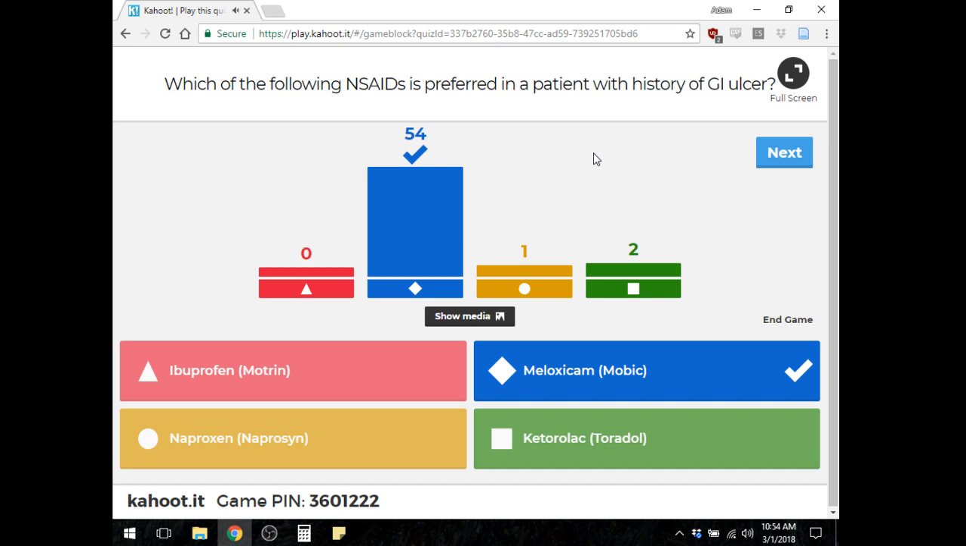Correct. Meloxicam or Mobic is a little bit more selective for COX-2. Again, it might be a better option for patients with a history of GI ulcer. Ibuprofen, non-selective. That would not be a good option. How about naproxen? Non-selective. Toradol, non-selective. Right. So again, remember, there's just a few of those that have COX-2 selectivity. Celebrex certainly being the most selective. That would have been an even better option in this kind of case. But meloxicam could be used as well. Okay.